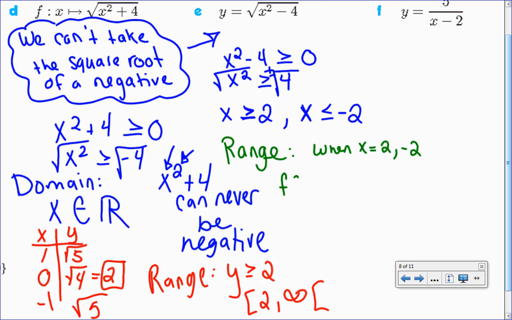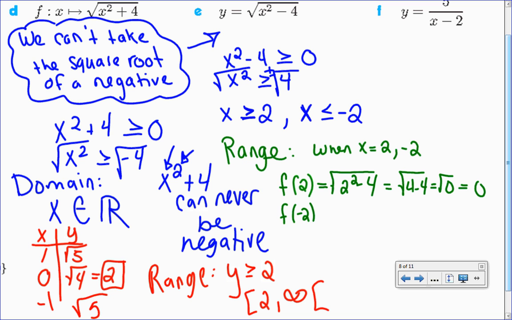Okay, so we want to find f of 2, which when we plug in is the square root of 2 squared minus 4, which is the square root of 4 minus 4, which is the square root of 0, which is 0. Okay, same with negative 2. F of negative 2 is going to give us the square root of negative 2 squared minus 4, which we know negative 2 squared is actually a positive 4, which is the square root of 0, which is also 0.